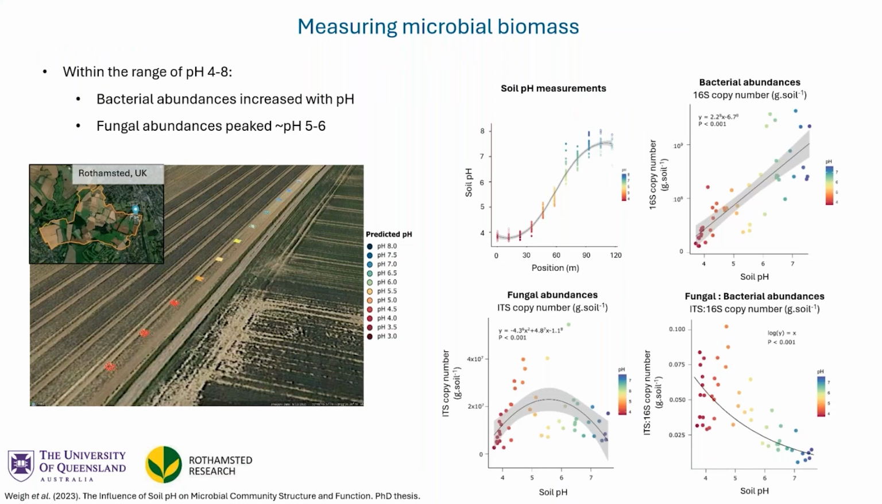Here I used what's called quantitative polymerase chain reaction to count bacterial and fungal genomic regions and use them as proxies for their abundances. It's important to note that bacterial 16S copies don't equate to the number of bacterial cells, as bacteria can have up to 15 copies per genome. However, this method is fine for relative comparisons.